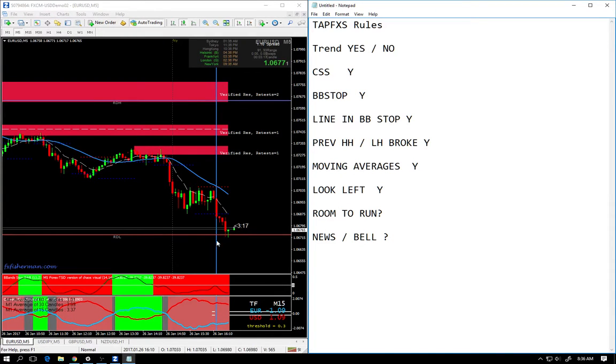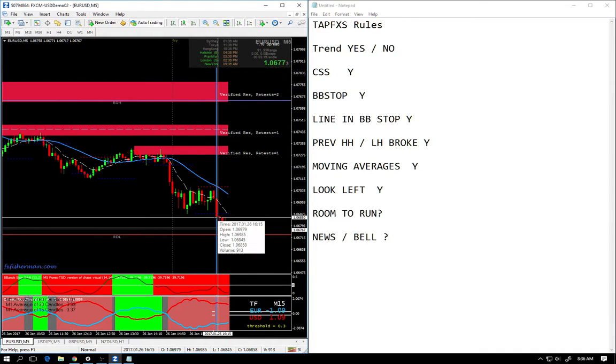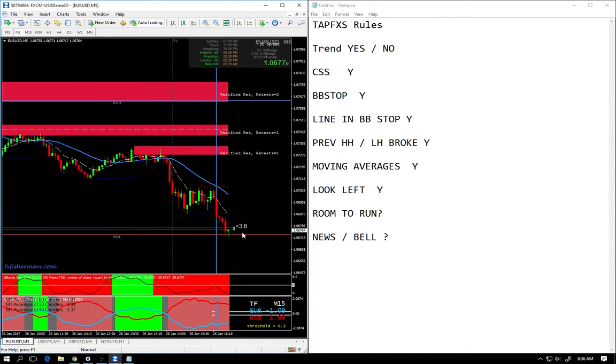Room to run. That's our next question. So here was that close. We should have been waiting on it. We had about 11 pips down to run. So it did have room to run.